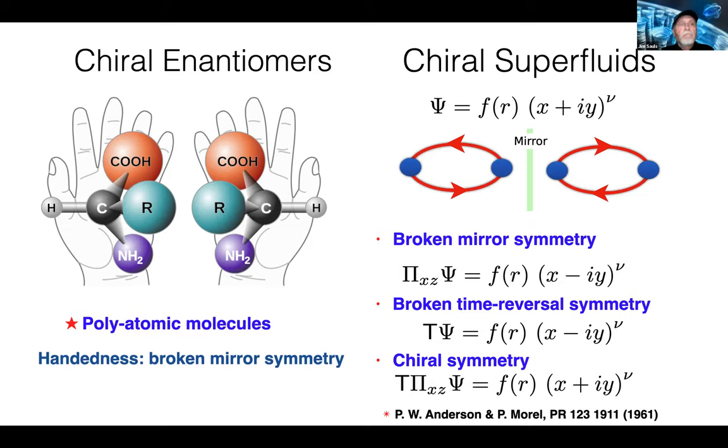There we go. Chiral superfluids or chiral condensates can be formed out of diatomic molecules if the ground state of the molecule is in motion. This particular wave function shown here corresponds to a Cooper pair with orbital angular momentum nu h bar. The orbital motion breaks mirror symmetry, but it also breaks time reversal symmetry. The product of the two is what I call chiral symmetry. These types of superfluid or superconducting condensates were first investigated by Phil Anderson and Morel in 1961, well before the discovery of superfluid helium-3.